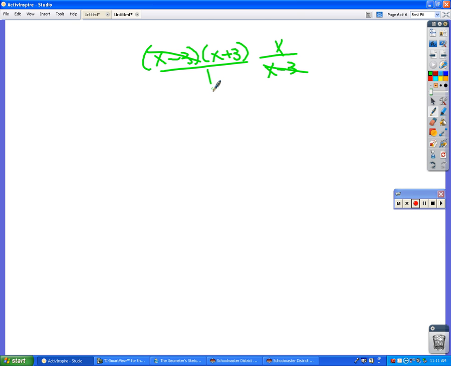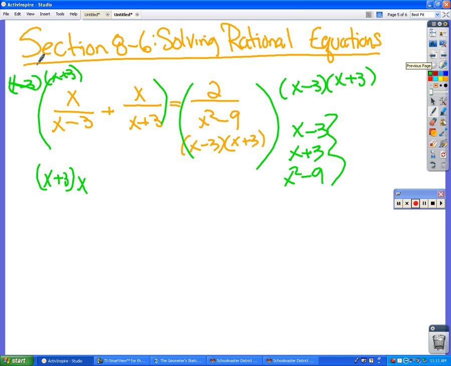Oh, because it's a separate thing I'm distributing. I'm going this times this plus this times this, and I haven't done that second piece yet. So all I've done so far is take and multiply x minus 3 times x plus 3 times this fraction right here. The x minus 3's cancel, and that left me an x plus 3 and an x. So the next one would be plus.